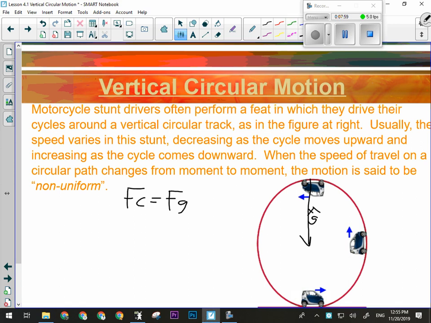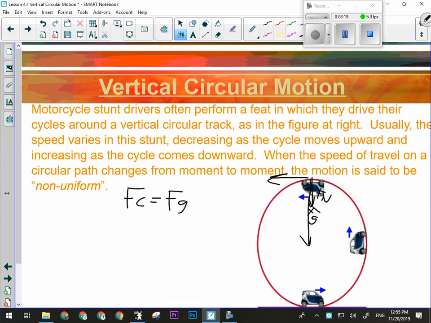My inertia wants me to go this way. But the track prevents it. Which way does the track push? Down. That's the only direction the track can push at the very top. So I would have gravity pushing into the middle, and I'd have some normal force pushing back into the middle.